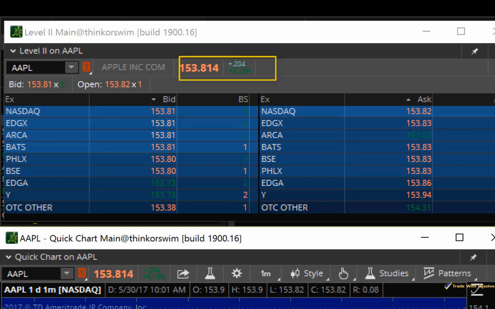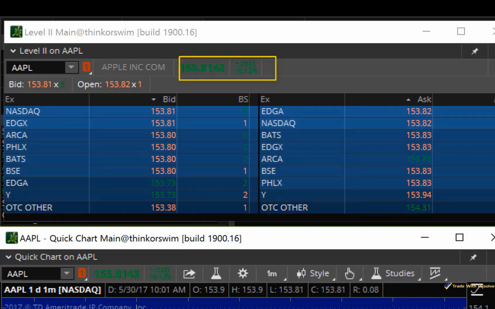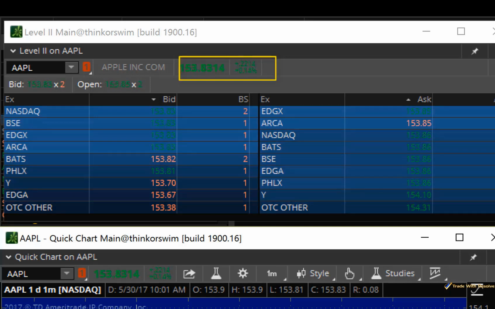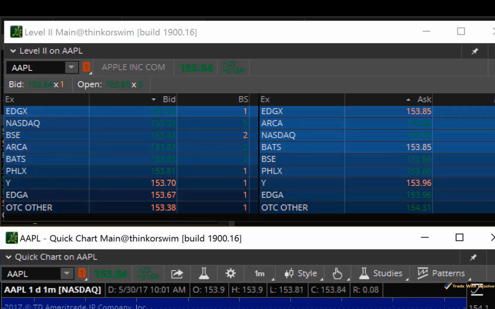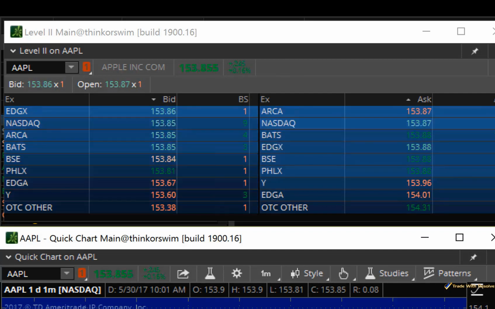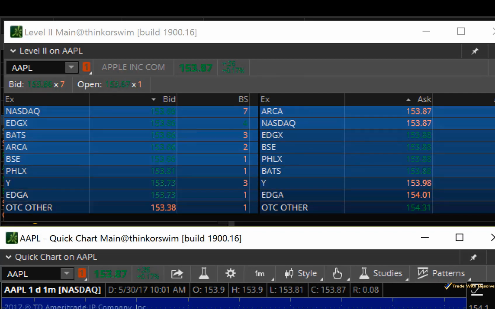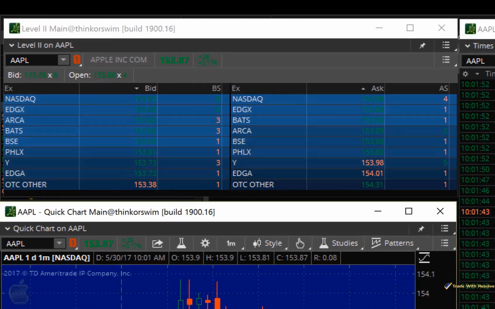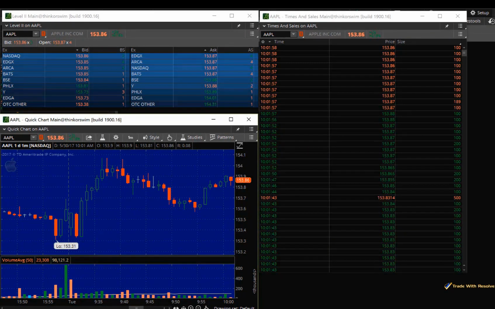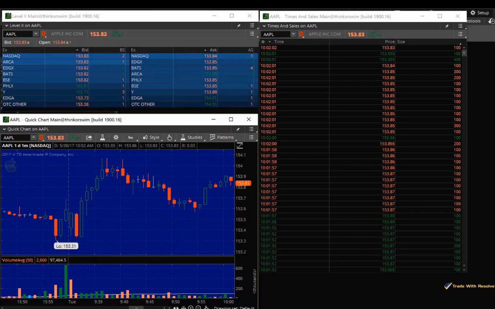We also had a gap up. Remember, gap ups and green on the day are synonymous. So we had a gap up today, therefore we are green on the day. We are currently trading above the closing price of yesterday. So that is live action of a level 2, a time and sales window, and a stock chart for Apple.